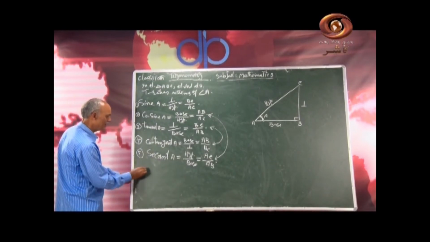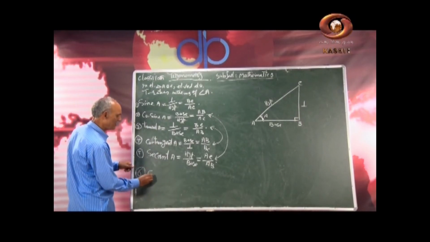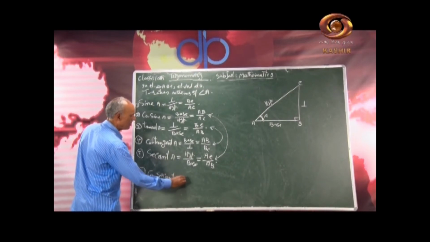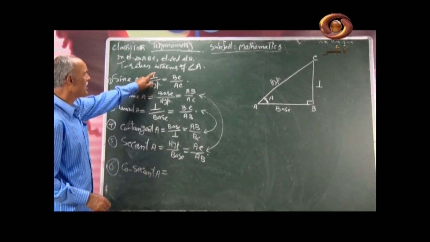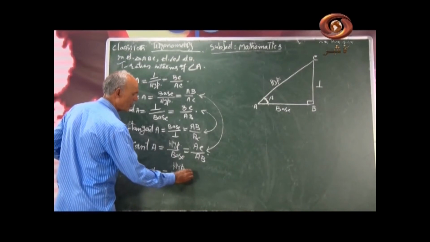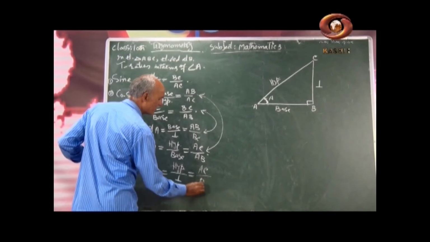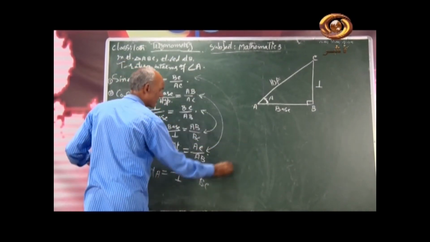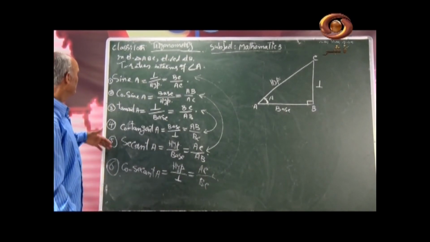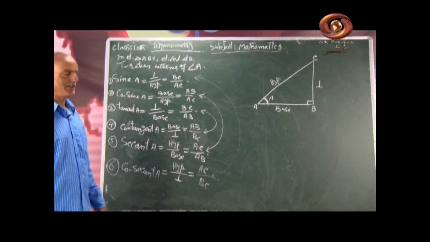And last one, the reciprocal of the first, sine A, which is written as cosecant A. Cosecant A is hypotenuse by perpendicular, AC by BC. So we got all the six possible ratios of the sides of a right triangle, and we call them sine A, cosine A, tangent A, cotangent A, secant A and cosecant A.